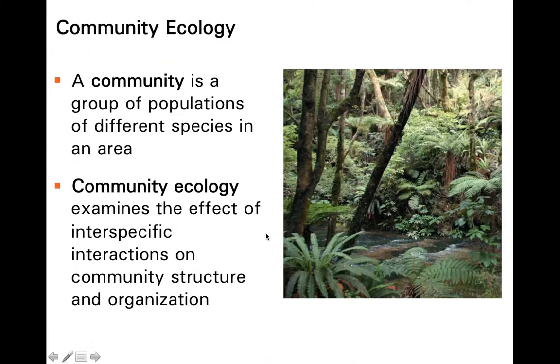Community ecology is looking at groups of populations of different species in an area. So here we have just one type of plant community where you've got different species of trees and ferns and flowering plants all collected together. So we're looking at interspecific interactions between the species, and on the non-living components of these communities and how they affect the abundance and distribution of those particular species.